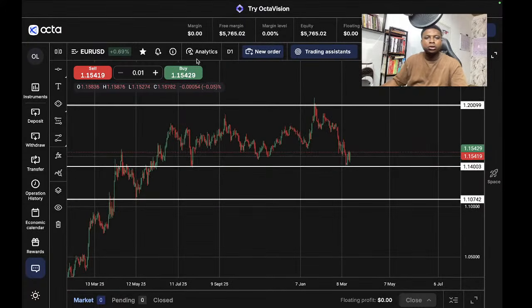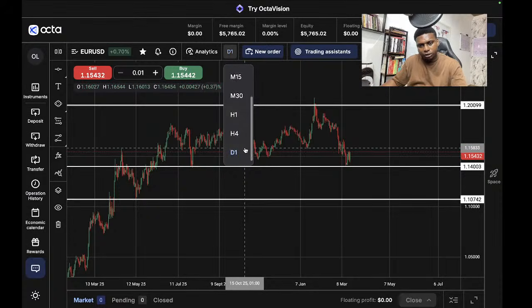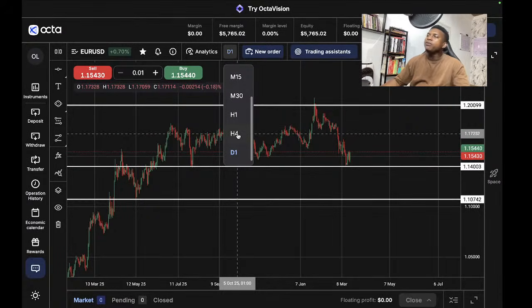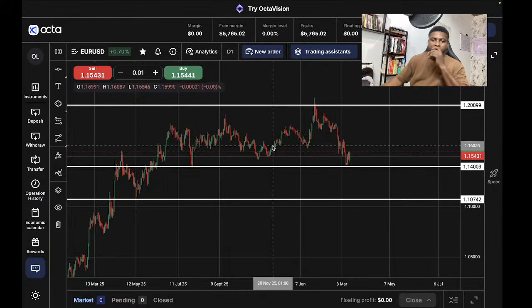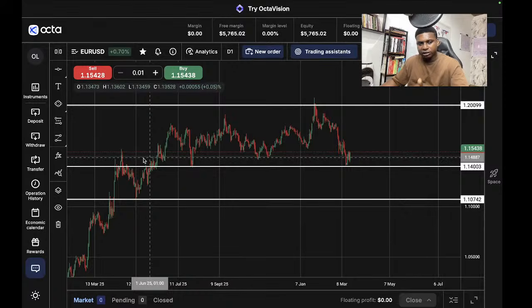All right, so now let's go down to the lower time frame, which is the 4 hours time frame. But before we go to the 4 hours time frame, let's understand how price moved, currently at this level.